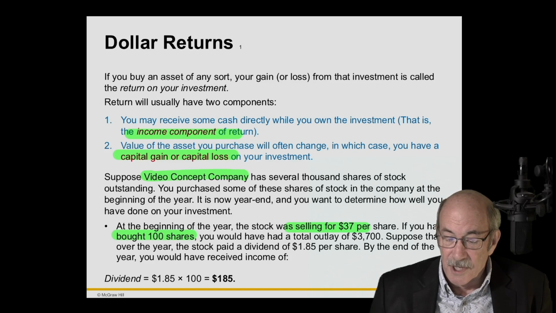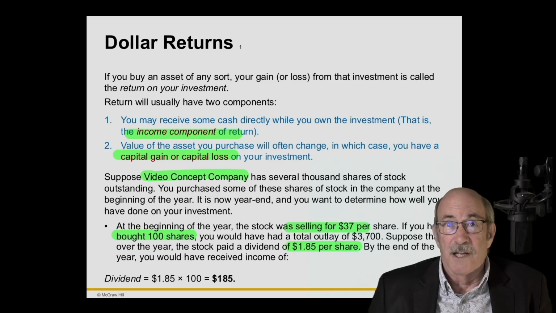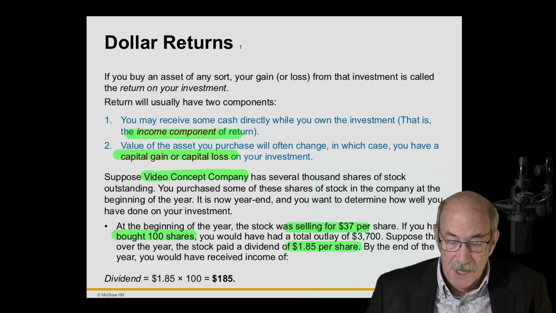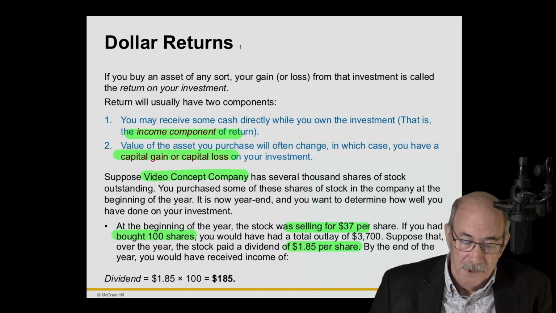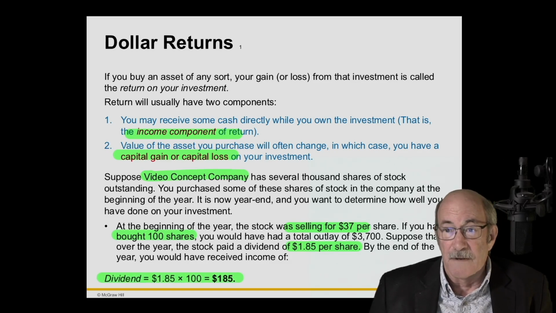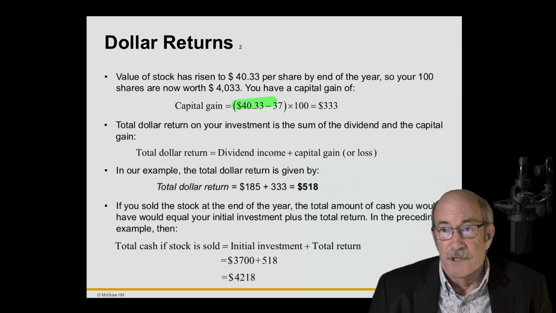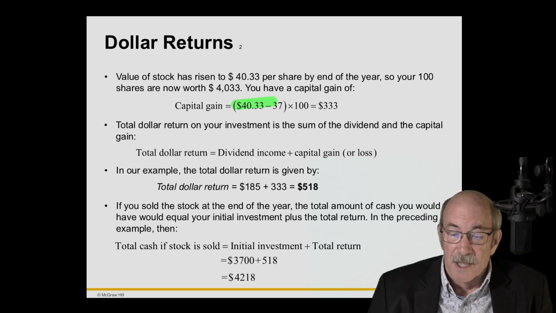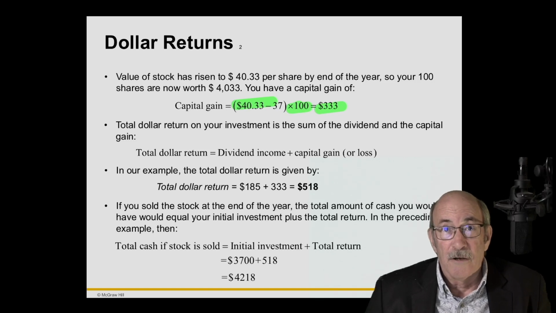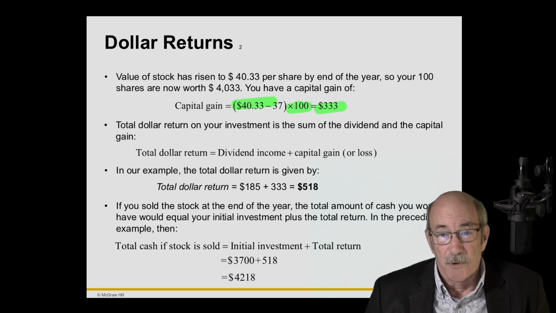Now, this particular stock paid a $1.85 dividend during the time that we held it, and then we later on sold it. So the dividend total is $185. Now, we sold it a year later, and we sold it for $40.33, and that means that we had a $3.33 gain times the 100 shares gives us a total dollar gain of $333 for the capital gain.